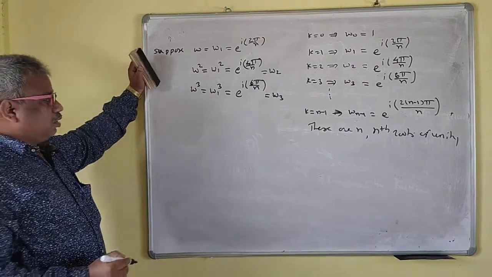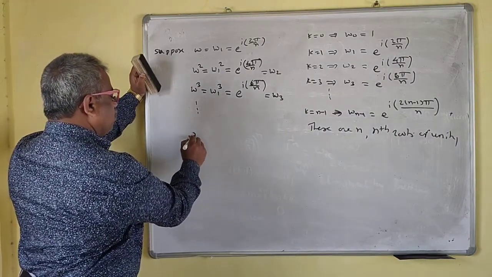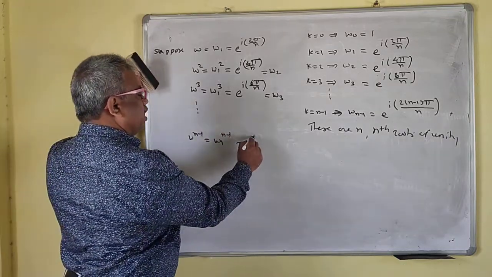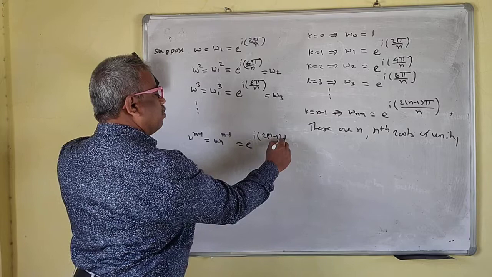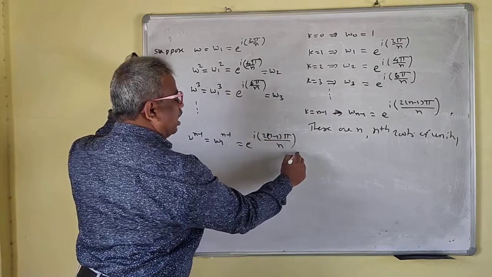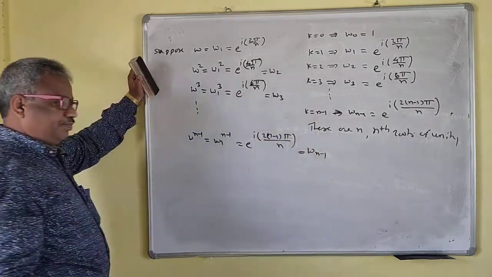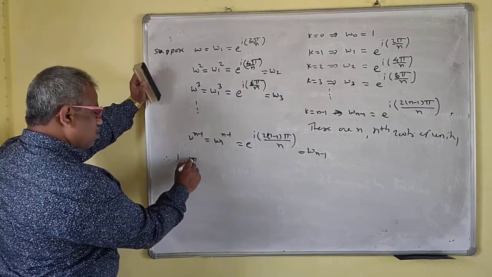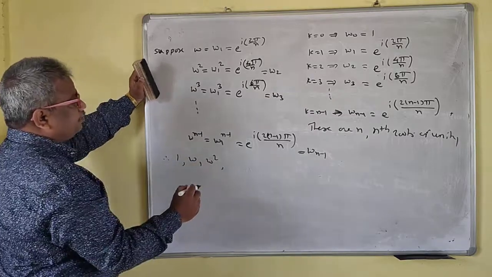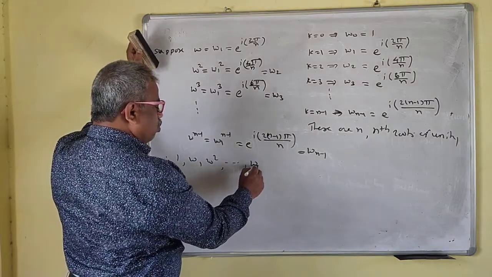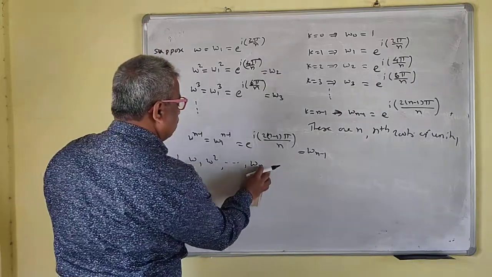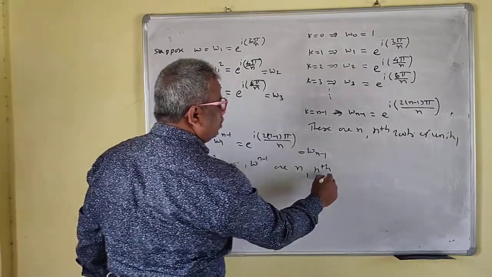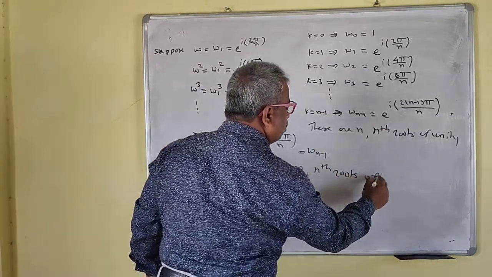Right? So omega to the power n minus 1 is omega 1 to the power n minus 1. So this is what? e raised to i twice (n minus 1)π by n. Okay, and this is nothing but omega n minus 1. Therefore 1, omega, omega square, up to omega to the power n minus 1 are the nth roots of unity.